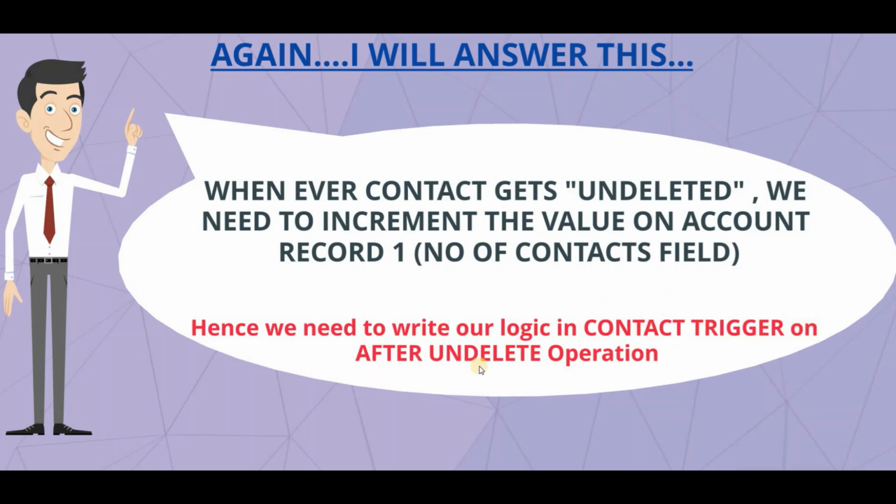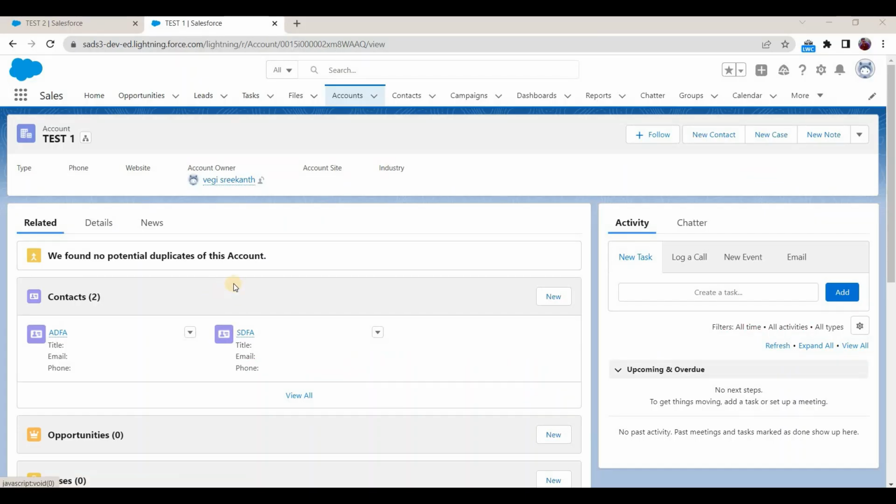We understood that restoring a record from the recycle bin is basically undelete, so we need to choose undelete. Here, you really don't need to be confused about whether it is before or after undelete. Why? Because there is only one undelete operation, which is the after undelete event. Let's come back to Salesforce now.